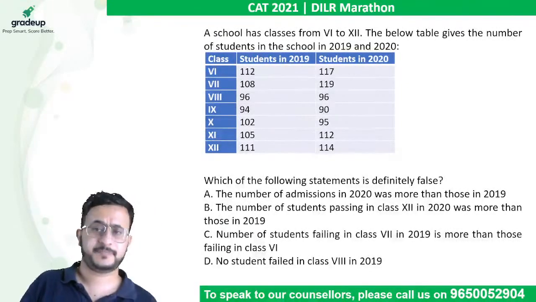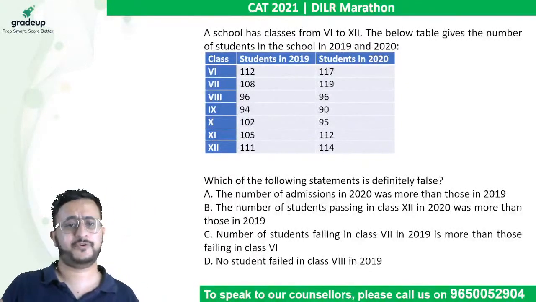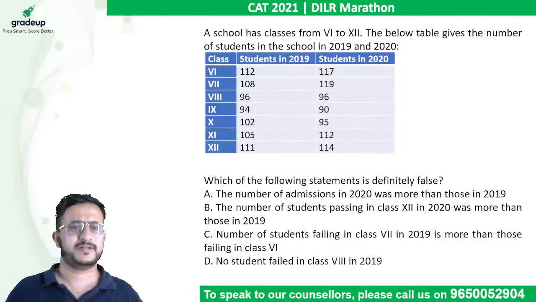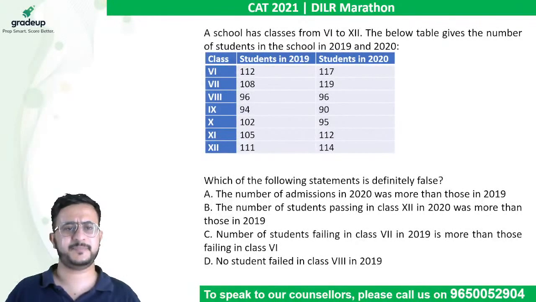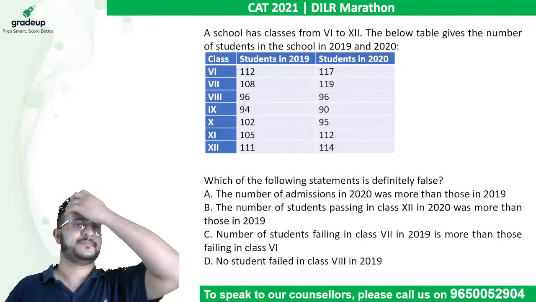Which of the following statements is definitely false? It says ये false ही false है. Actually, it's not very difficult. Just requires some common sense. Read the statements and figure it out.